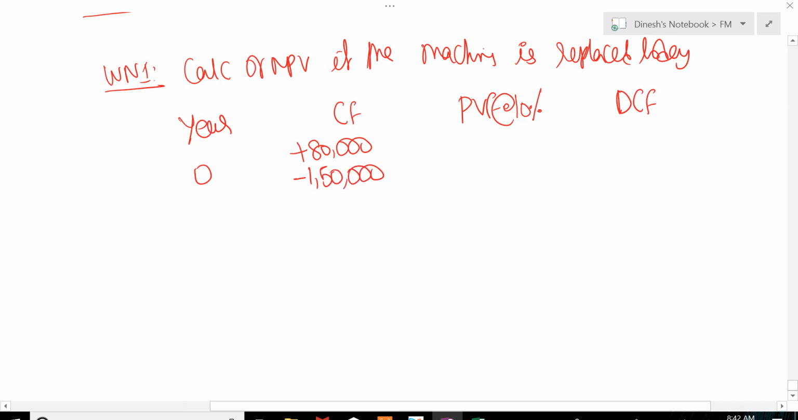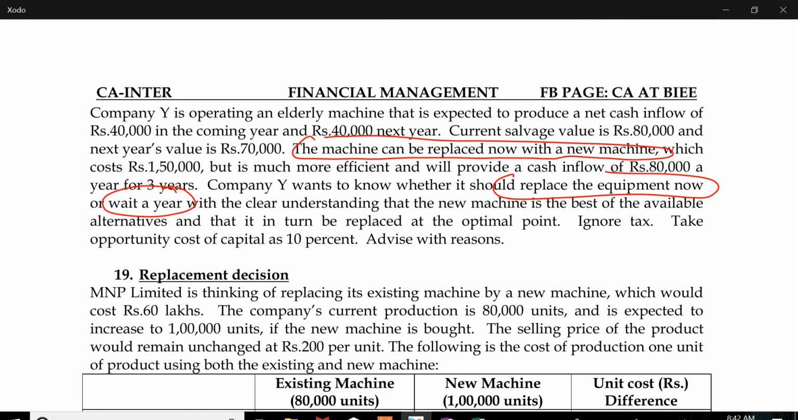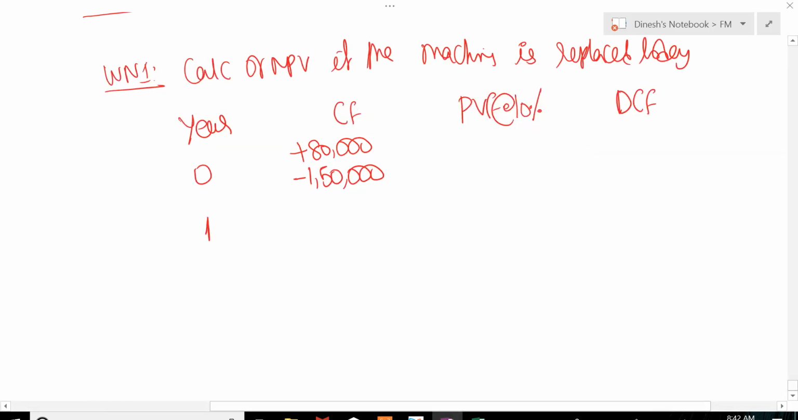Plus 80,000 minus 1,50,000, plus 80 and 1,50,000. After buying the new machine, what is the operating cost of the new machine or the revenue of the new machine? It will provide a cash inflow of 80,000 for a period of 3 years. So 1, 2, 3, plus 80,000. I want what is the NPV for this.